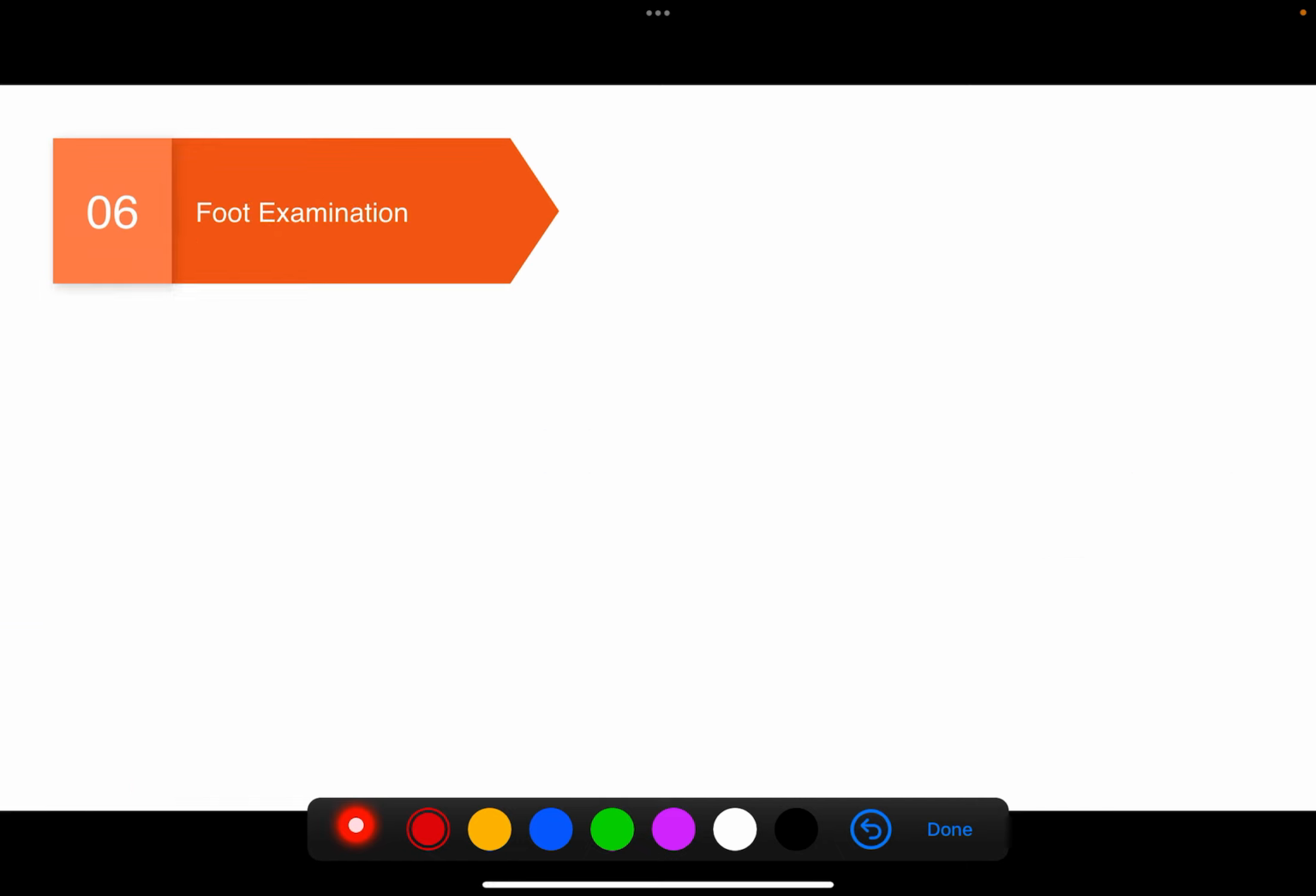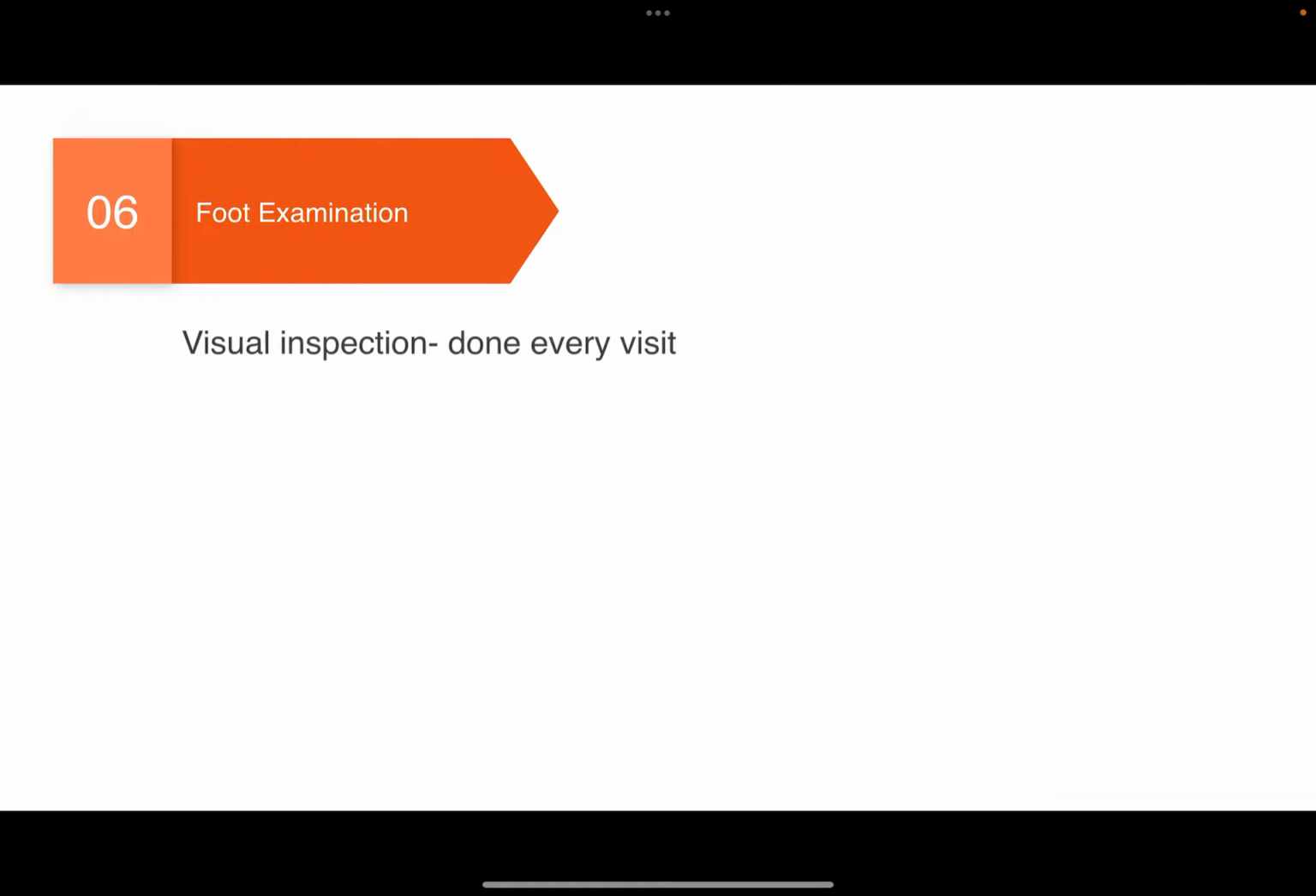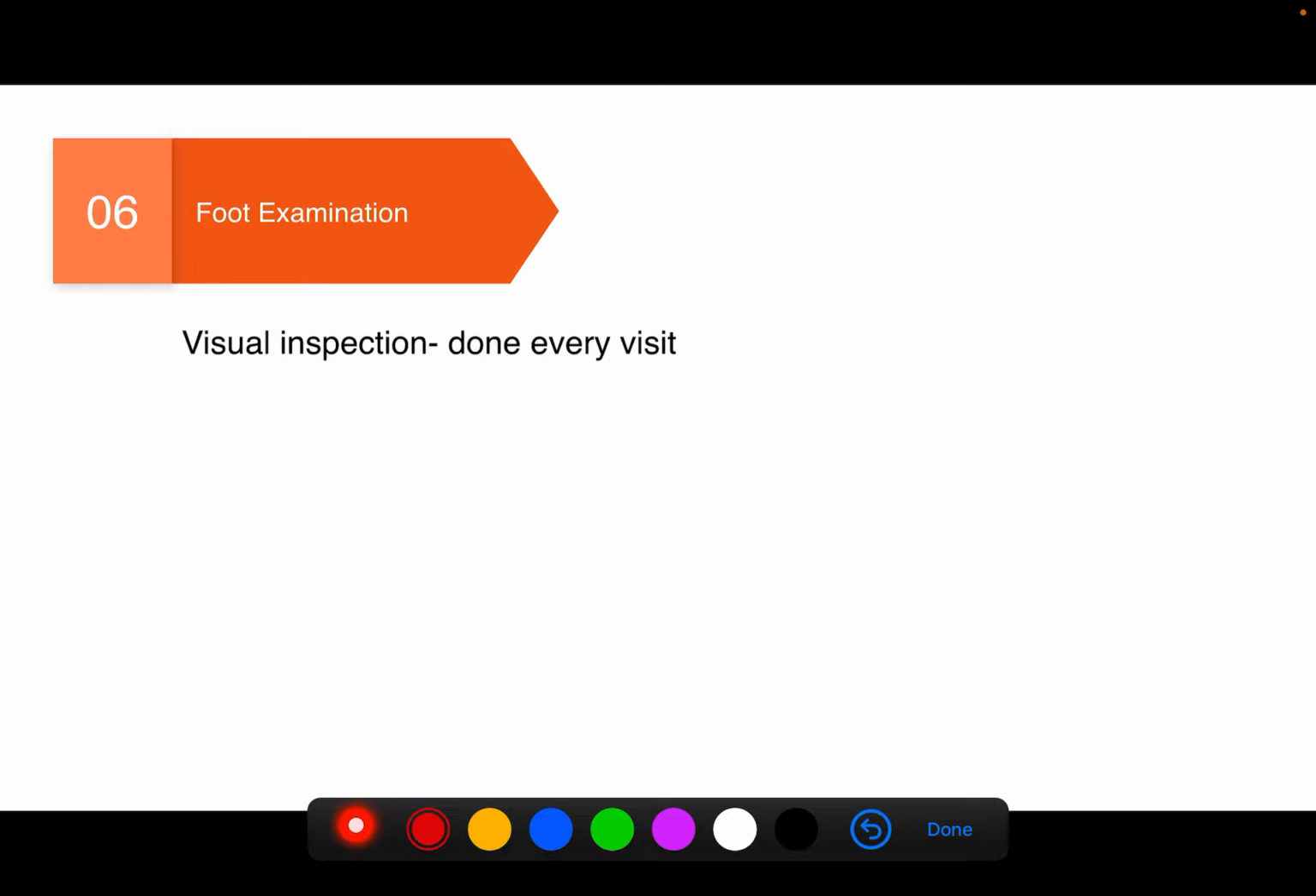So the next very important thing is the foot examination. In people with diabetes, peripheral foot sensations are reduced. Therefore, they are more prone to wounds and infections in the foot. That is why foot examination is very important in diabetic patients. First, visual inspection, which is done at every visit. You will check for any cracks, any injuries or wounds. This should be done at every visit.